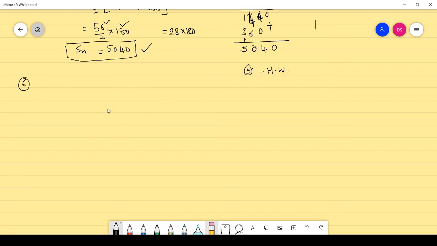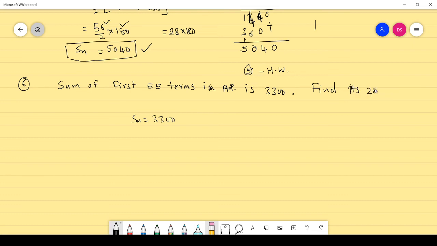So now problem number 6 is, what is problem number 6? Sum of first 55 terms. Now they give you the sum in an AP is 3300, meaning Sn is given, that is 3300. What is the next? What do they ask you to find out? Find the 28th term.